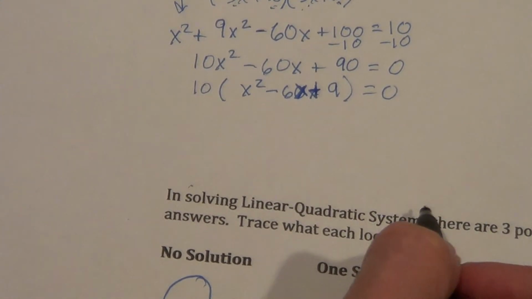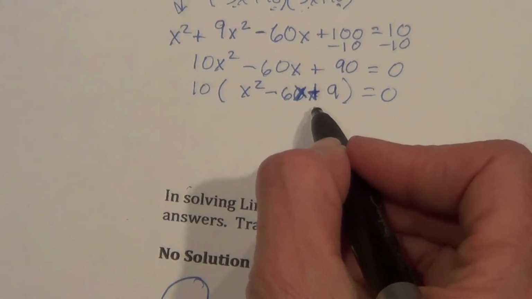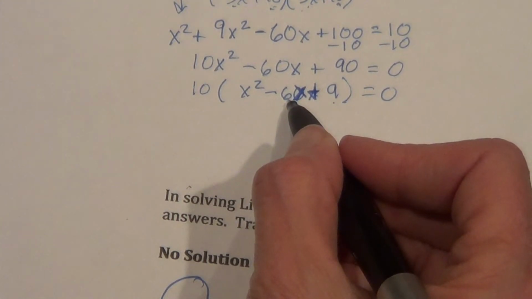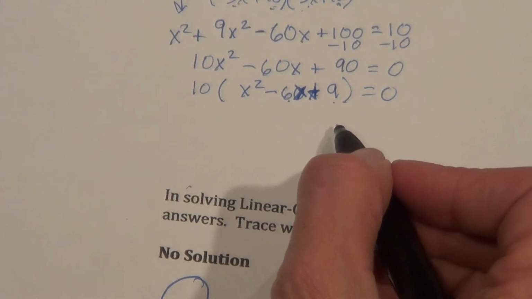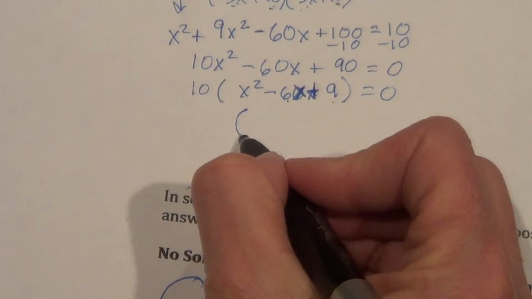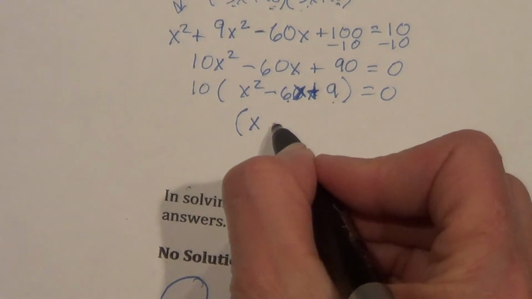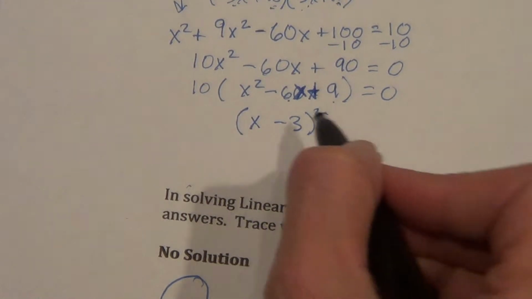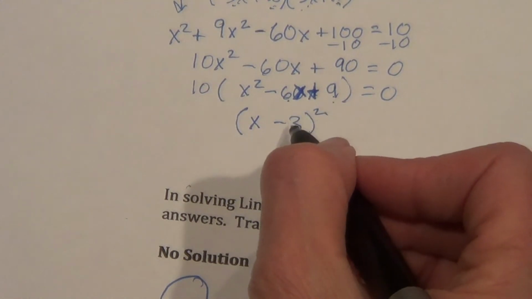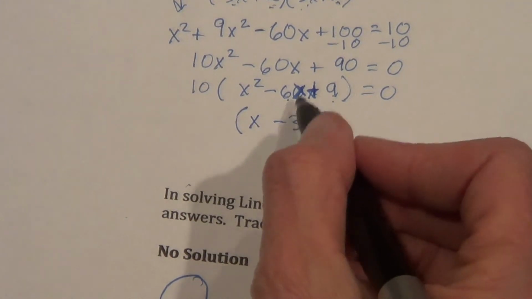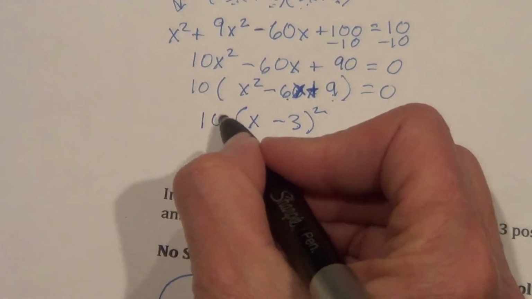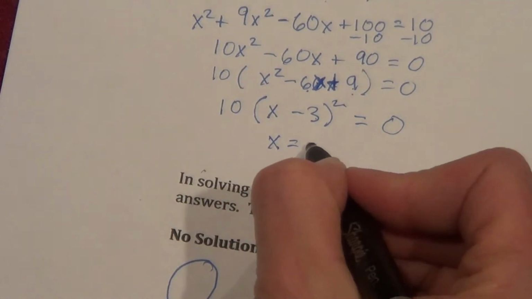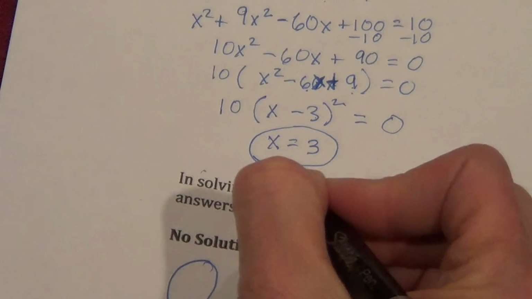Okay. Now I want to find the factors that multiply to be 9 and add to be -6. And I realize it would be 3 and 3. So we've got a perfect trinomial square. X minus 3 squared. Because 3 times 3 is 9, and -3x and -3x would be -6x. So if we solve that, x would equal 3.